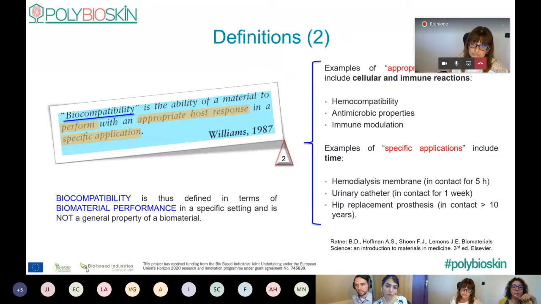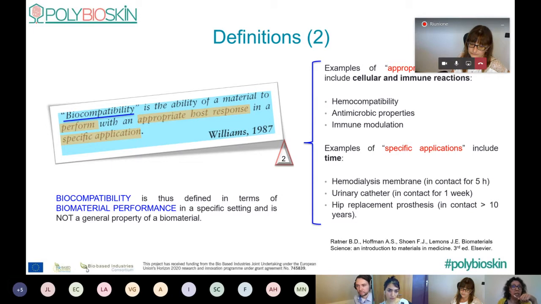Okay, so biocompatibility, it is important to remember, is the ability of a material to perform with an appropriate host response in a specific application. So it means that we have to consider these two things: the appropriate host response, which includes the reaction of the human body to the contact with these biomaterials, that can be an immune response or a cell response, and also for any specific application we intend to have a time of this application. For example, you see here that a prosthesis must stay in the body for 10 years, while a catheter can be in contact for 1 week.